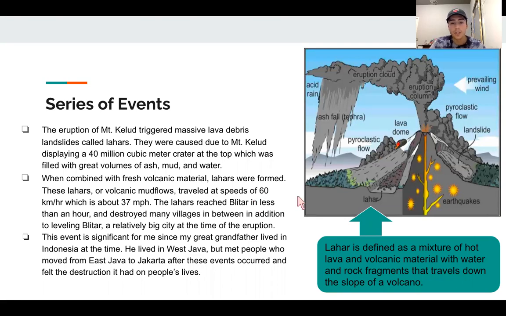And the lahars reached Blatar in less than an hour, which is a city almost 20 miles away. So many villages in between were also destroyed.